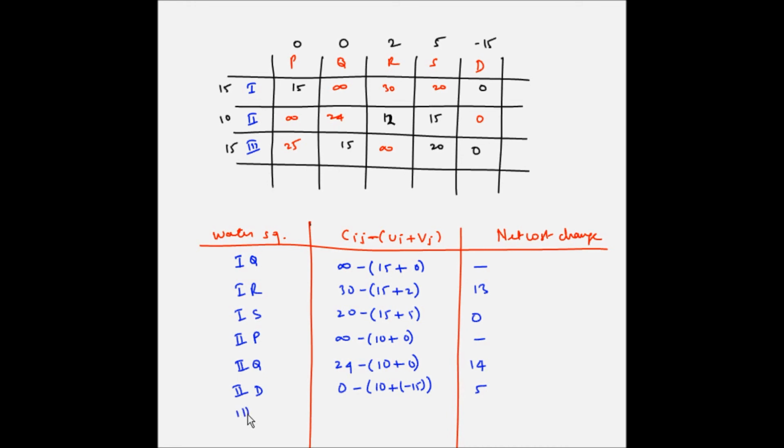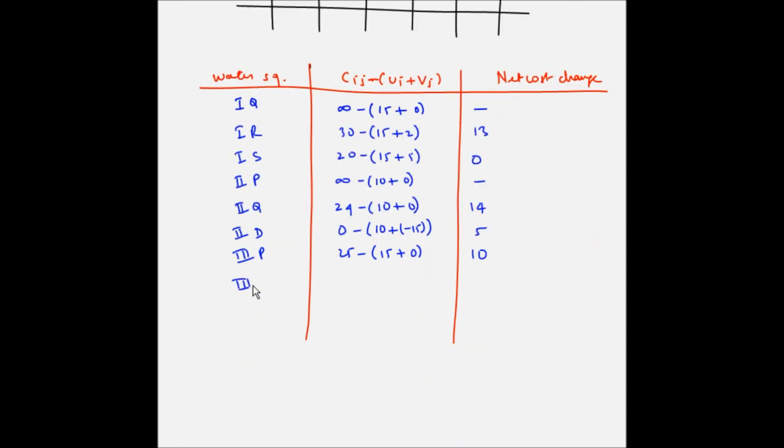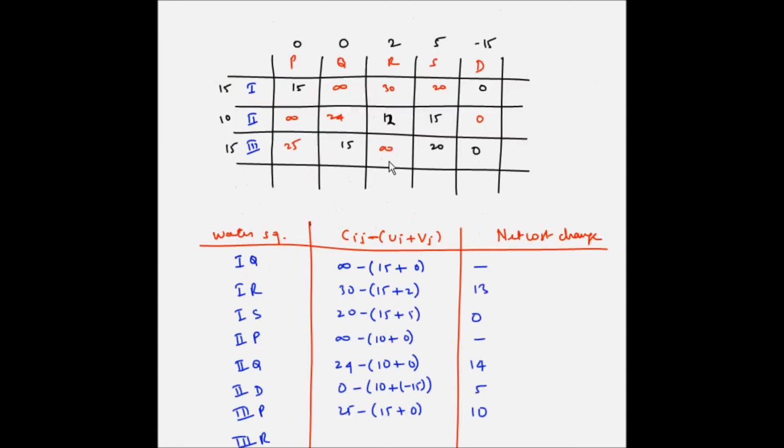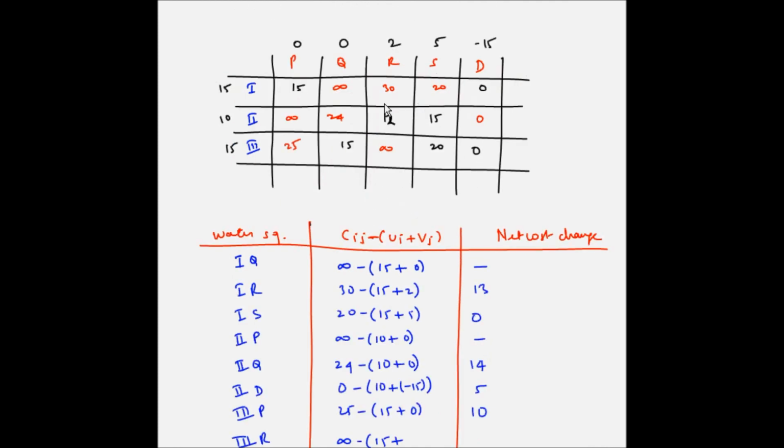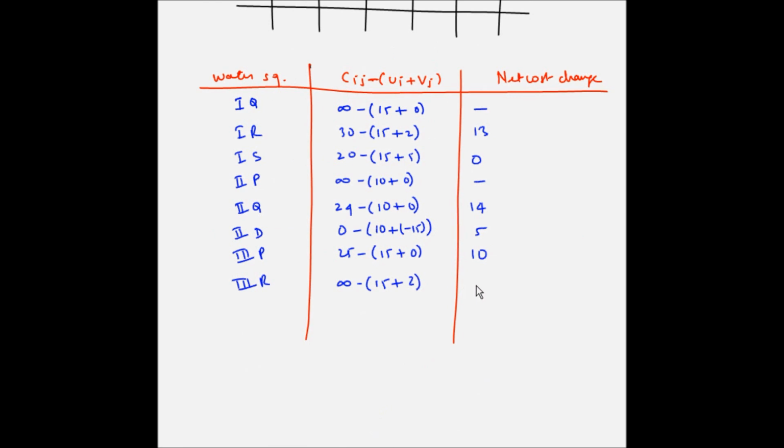The next water square is 3P. Cij is 25, Ui is 15 and Vj is 0. So 25 minus 15 is 10. And then the last water square is 3R. Cij is infinity, Ui is 15, and Vj is 2. So let's skip this because this also has an infinity value.